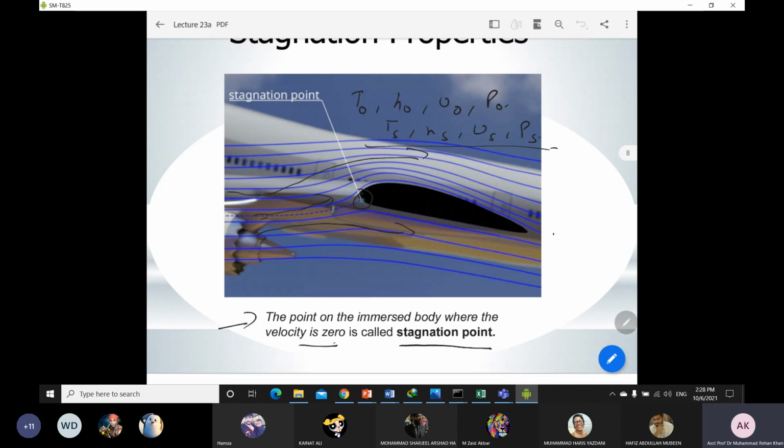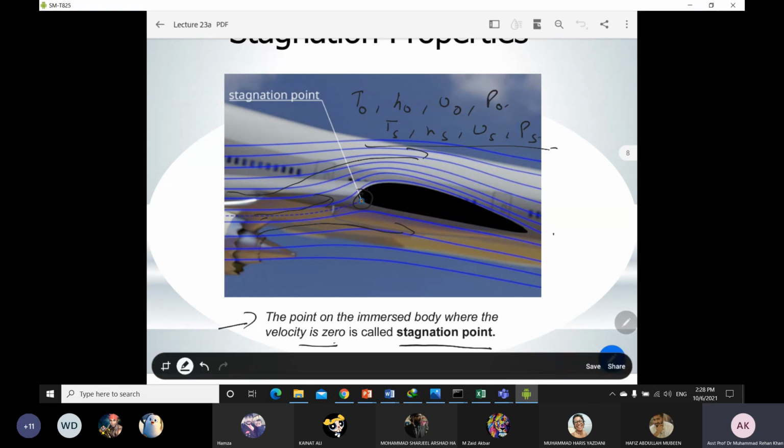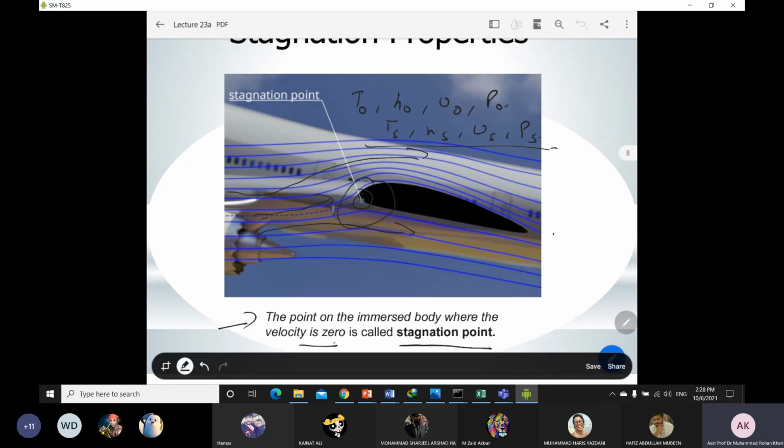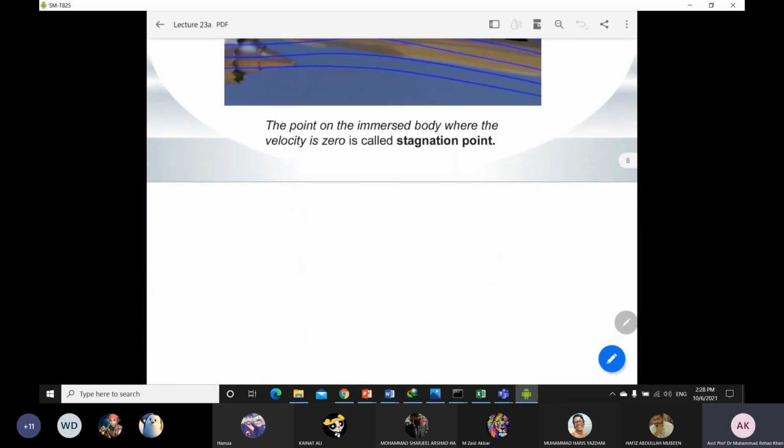Why are we interested in finding the stagnation properties? Because this is the point where all your kinetic energy is converted into internal energy. That's why, if you want to perform thermodynamic analysis or temperature distribution analysis, your most concerned part is the stagnation point. So that's why we have to look into stagnation properties.